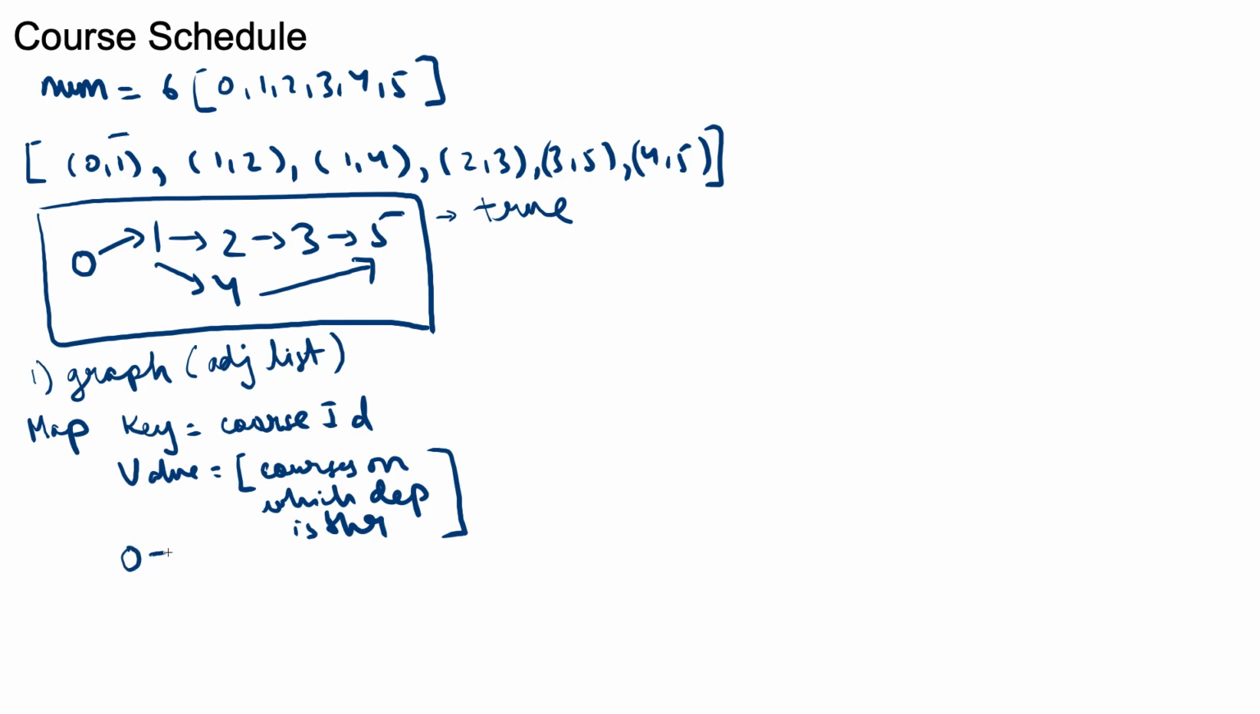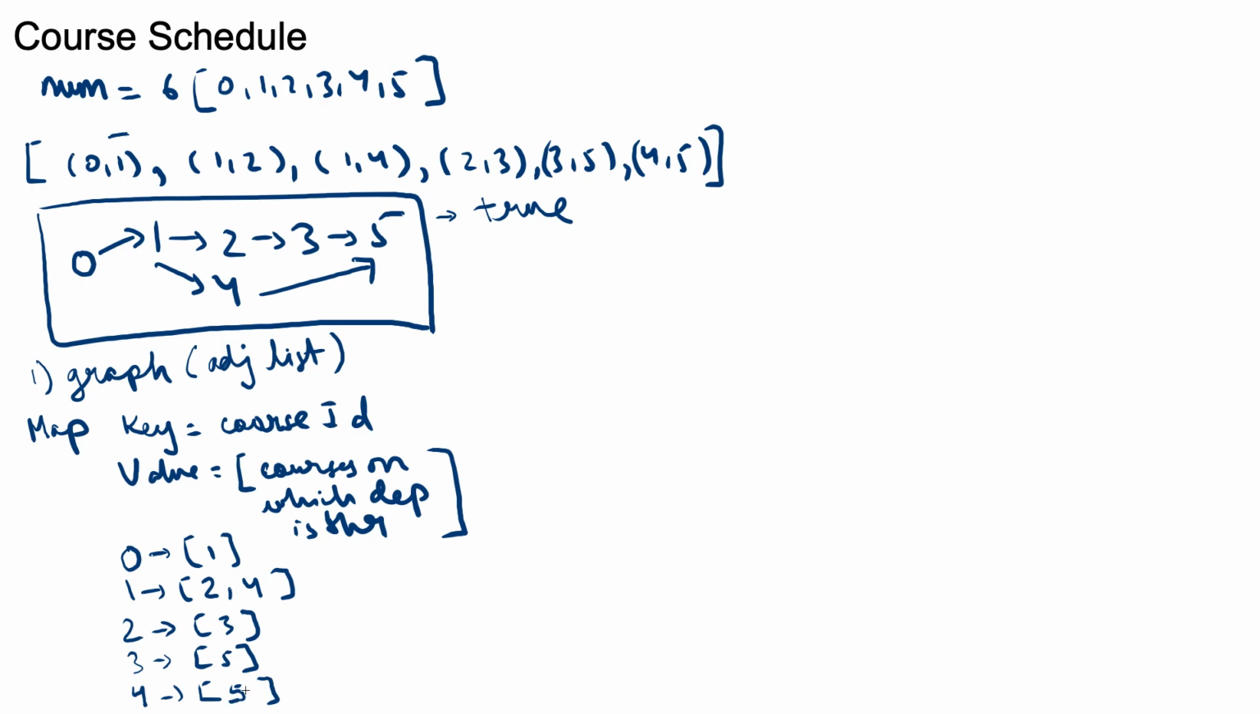So this is how the structure will be. Your 0 will depend on just one course, which is course 1. Your course 1 will depend on two courses, 2 and 4. Your second course will depend on 3. Your third course will depend on course number 5, and lastly your course number 4 will depend on course number 5.